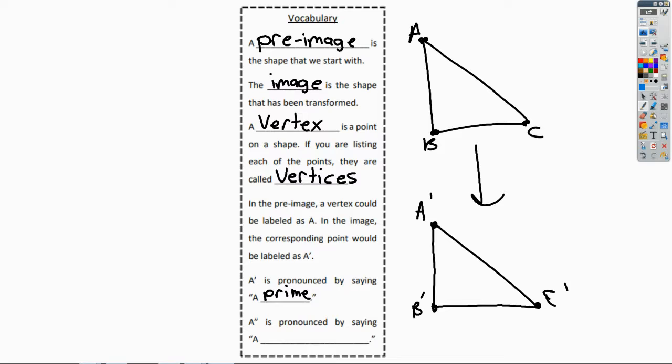So if you did it again, so if they had two dashes there, so notice we have one. If they had two dashes there, we would just confidently say A double prime, because there's two primes there.